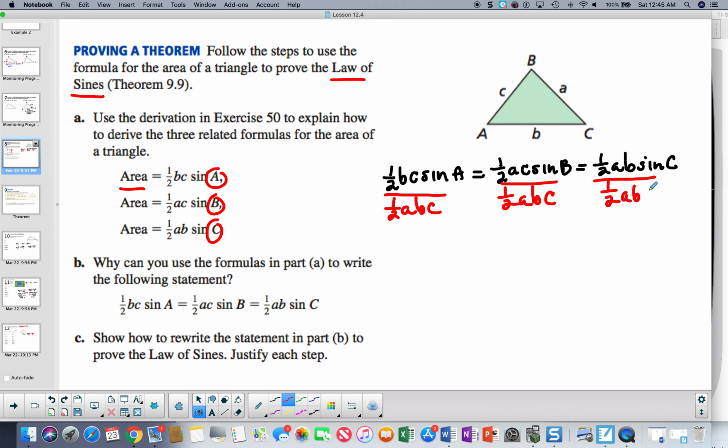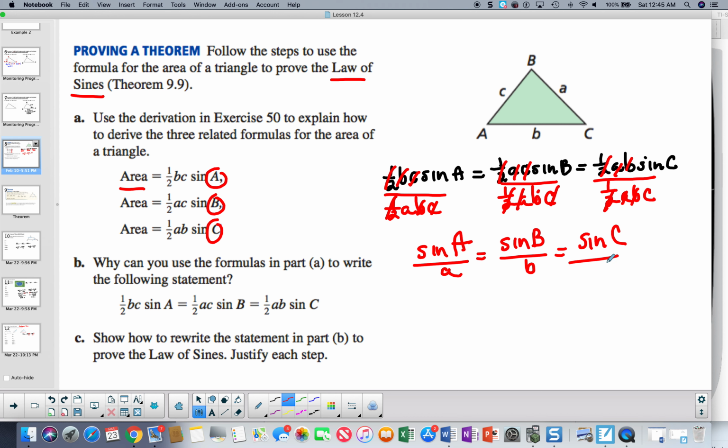Now, when I divide everything by that, I'm going to have some reducing going on. And what I'm going to end up with is the sine of angle A over side A. Reducing. And I'm going to be left with sine of angle B over side B. Reducing. And we're going to have sine of angle C over C. And this is called the law of sines. It's a relationship with sine and the triangle.